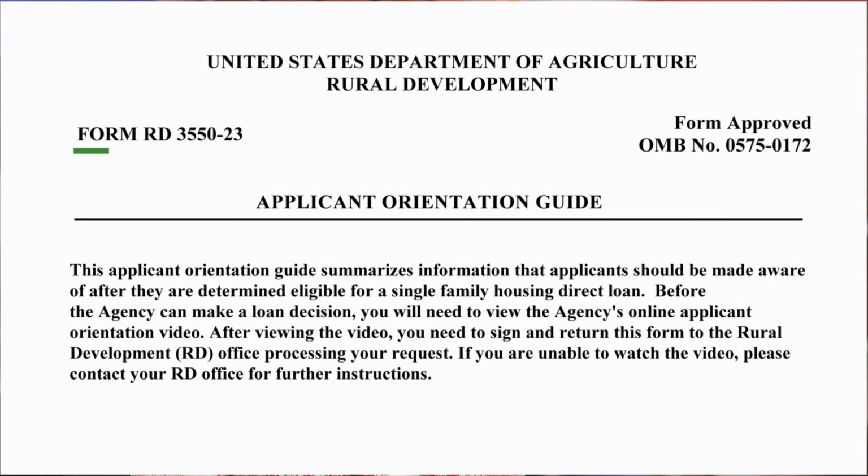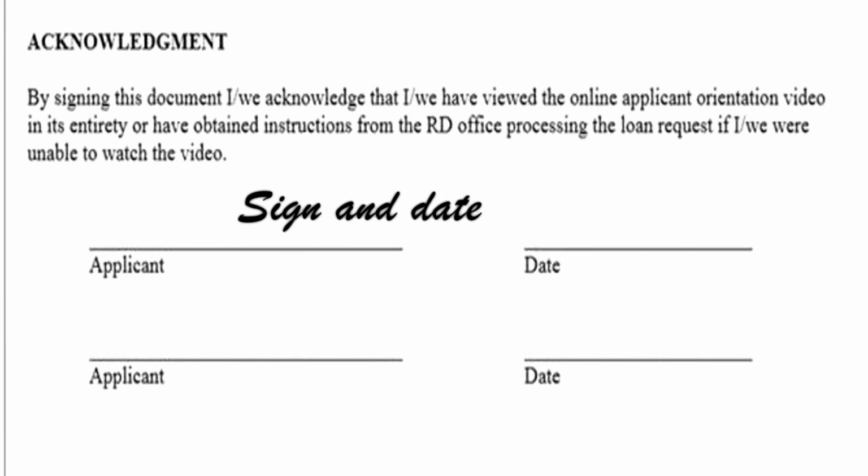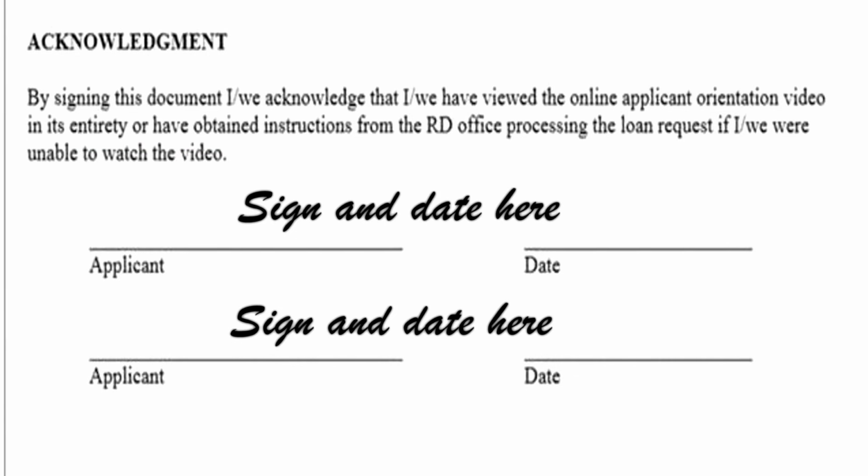As you just saw, we are now on the certification section of your applicant orientation guide. You need to thoroughly read each certification statement. Finally, you need to provide the necessary acknowledgement by signing a hard copy of Form RD 3550-23 Applicant Orientation Guide and returning it to the RD office processing your loan request.